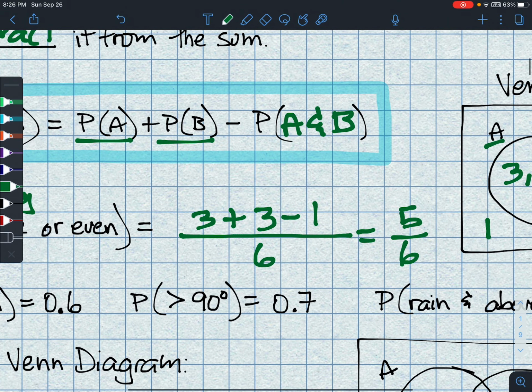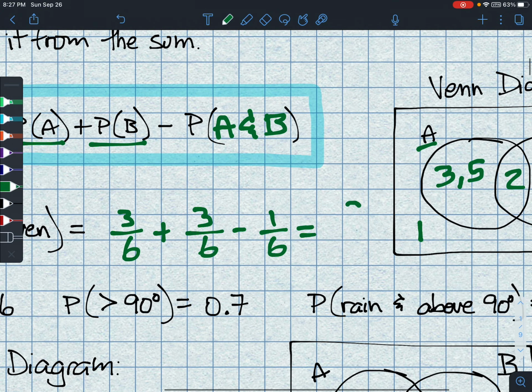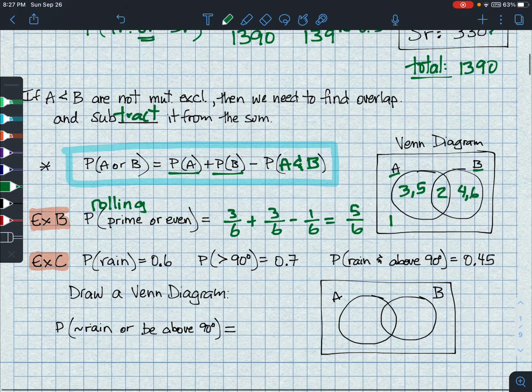All right, one other way we could have done this, some people prefer to do it this way. So since there's 3 out of 6 and 3 out of 6 for even and prime, and then there's 1 out of 6 that's the overlap, right? So that would give me 5 out of 6. Okay? Last example.